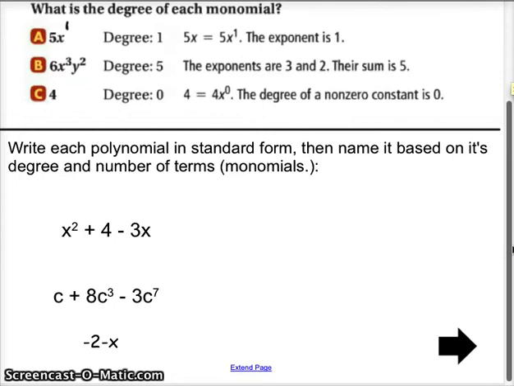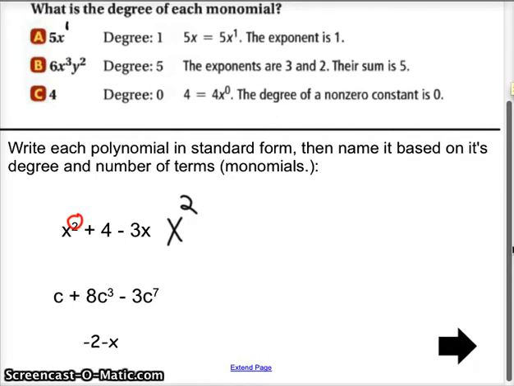All right, so getting back into more standard form practice. We want to write each of these in standard form, then we want to name it based on the degree and the number of terms. All right, so this first one, x squared plus 4 minus 3x. First thing I'm going to do, identify the largest exponent. So that's going to be my 2. So that term needs to come first. So we're going to have the x squared.